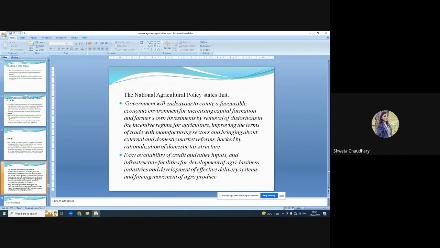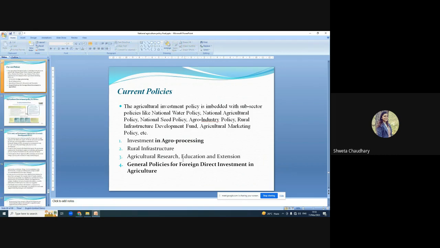So National Agriculture Policy is basically to create a better environment so that the farmer can grow in a better way. Farmers can get a good market and they can have a rationalized tax structure. For agriculture investment policies, the investment should be on agro-processing industries. The government wants that people should invest in agro-processing. The government invests in research, education, extension, and also foreign direct investment, and in developing rural infrastructure. Means there should be better transport and better communication facilities. So this is rural infrastructure. The major sources of investment are agro-processing, rural infrastructure, research, education, extension, and FDI.